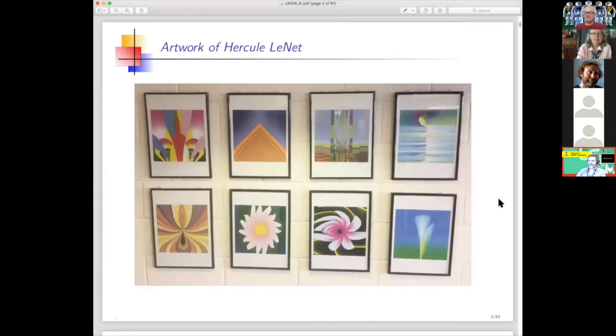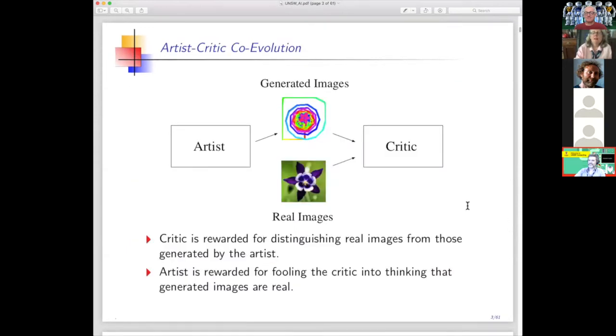So what I'd like to talk about is just a little bit about some work I've done with computer-generated art. There's a little bit of a gallery growing outside my office, and this work fits into a paradigm of artist-critic coevolution or adversarial training. You have an artist generating images, you have a critic who's trained to tell the difference between real images and the ones generated by the artist, and then the artist is trained either by backpropagation or by evolution to produce images that will fool the critic into thinking that they are real.